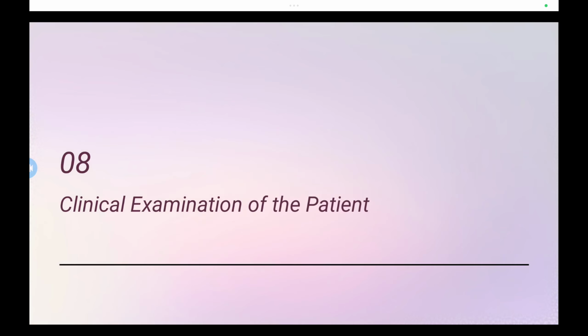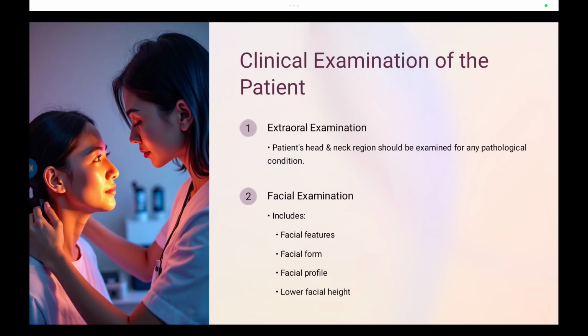Now, clinical examination of the patient. First comes the extraoral. The patient's head and neck region should be examined for any pathological condition, including facial examination, examination of muscle tone and development, lip examination, TMJ examination, neuromuscular examination, lymph node palpation. Facial examination includes facial features, facial form, facial profile, lower facial height.